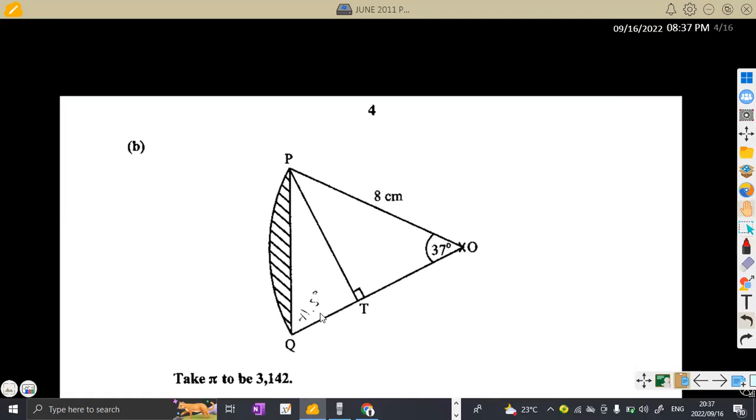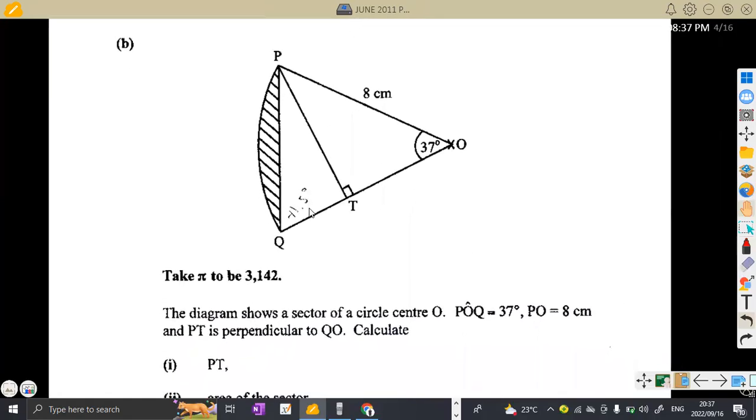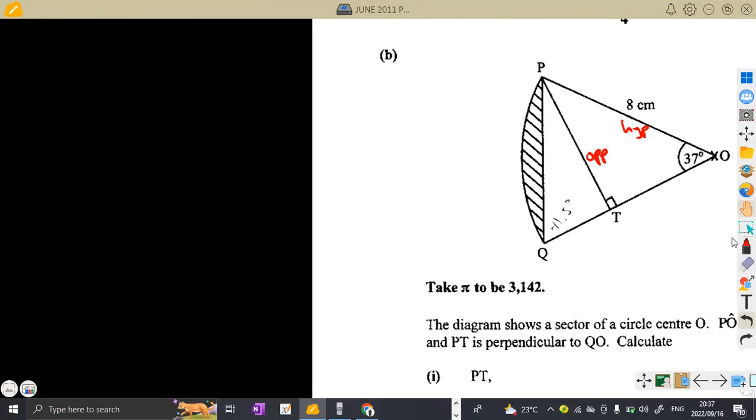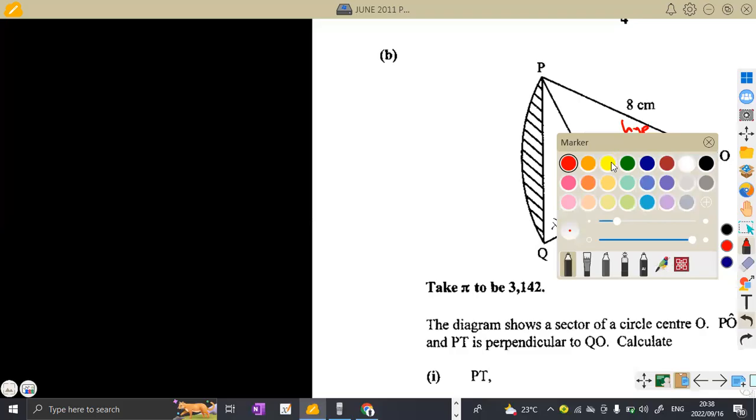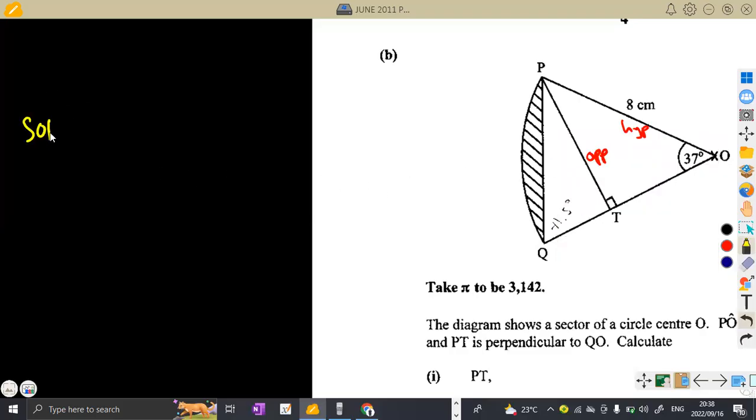So the B part was actually a continuation. You're given a sector and asked to calculate PT. This is a sector with an angle of 37. As you can cross-check, for PT you just have to use the right-angle triangle concept, because this is 90 degrees. According to 37, PT is opposite, and 8 here is opposite to 90 degrees, which means this is your hypotenuse. Which ratio has both opposite and hypotenuse? From your SOH CAH TOA, we need a ratio which has opposite and hypotenuse at the same time. That is sine.